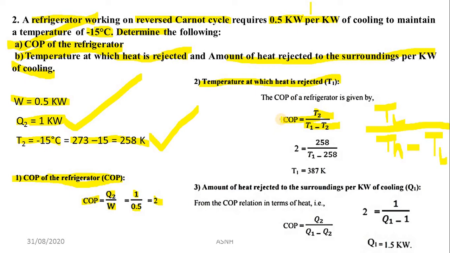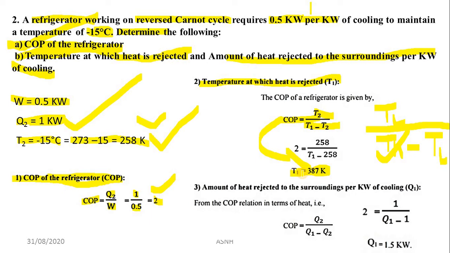The COP is already known, that is 2. We already calculated it here, and the lowest temperature is already given in the numerical, that is 257. T1 is unknown, so after putting the value of T2 and after some mathematical calculation we will get the value of T1. This is around 387. So this is the highest temperature T1. Here we get the second value, that is the temperature at which the heat is rejected.